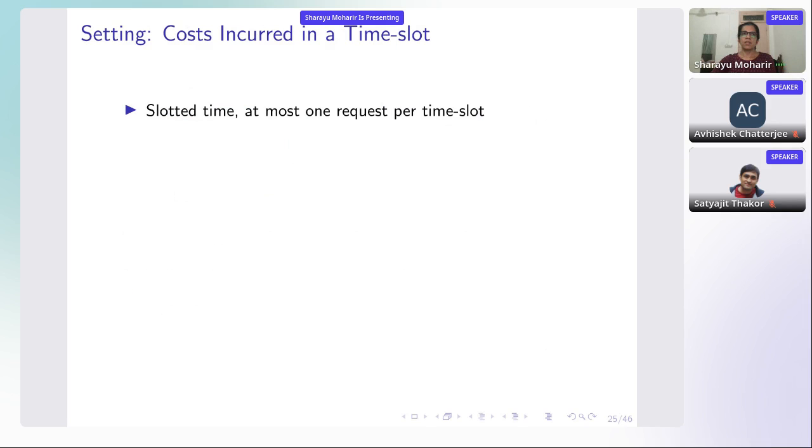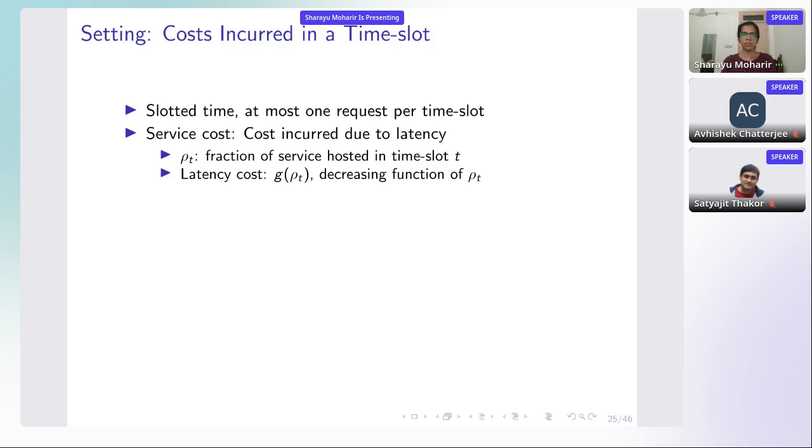So here again, we model the overall cost of service as the cumulative cost incurred due to latency in service, bandwidth consumption, and edge resources. Formally, time is divided into slots. For the purposes of this talk, I'm limiting myself to the setting where at most one request arrives per time slot. This assumption can be relaxed. The cost of relaxing this assumption is longer proofs, but the same intuitions carry through.